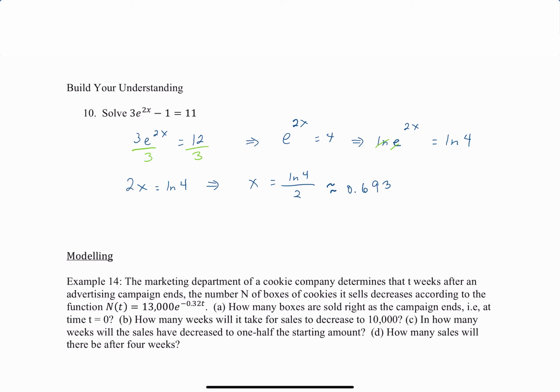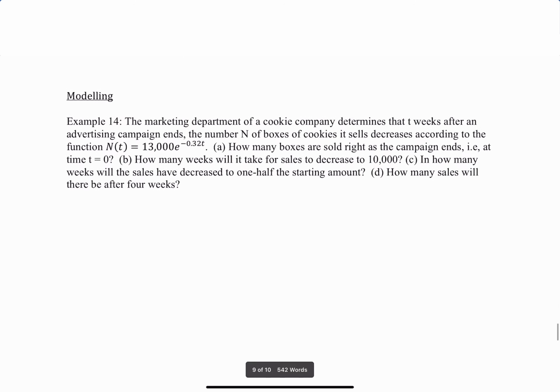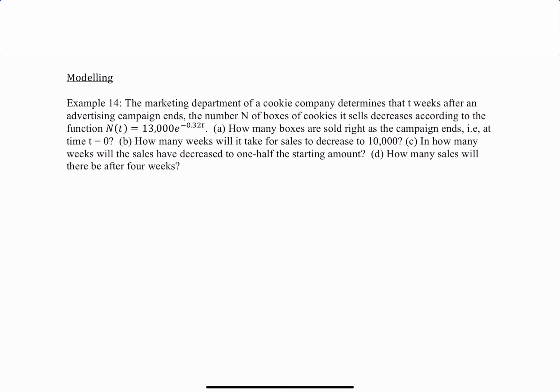Going on, we're going to see now how we will put this into practice with a real-world problem. The marketing department of a cookie company determines that t weeks after an advertising campaign ends, the number N of boxes of cookies it sells decreases according to the function N(t) = 13,000e^(−0.32t). By the way, a quick aside, notice that's an exponential function with a negative exponent, so it's a decay function. It's going to be decreasing.